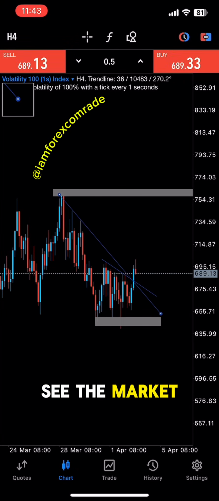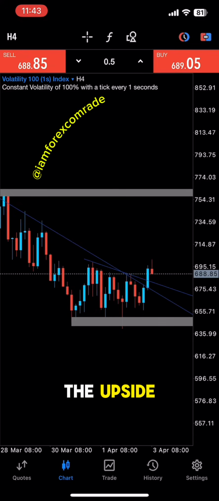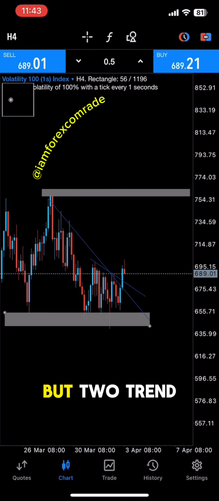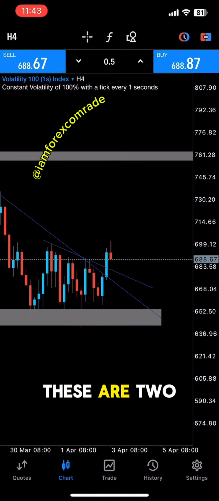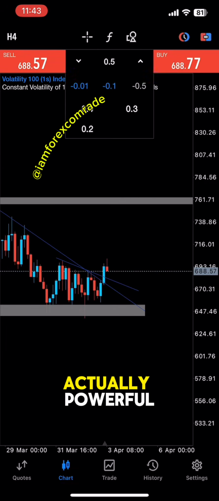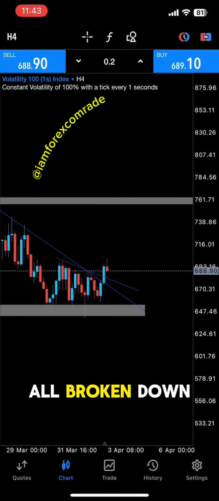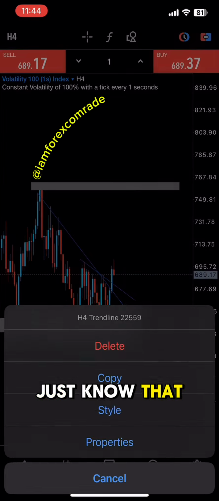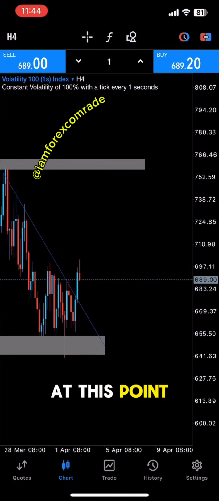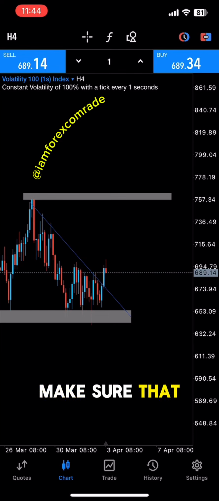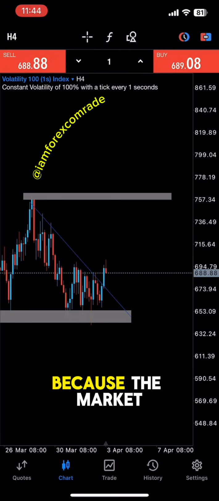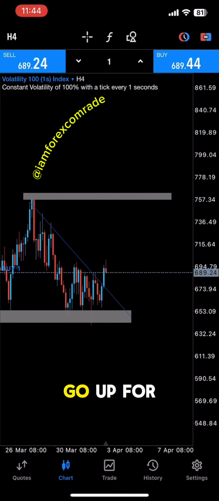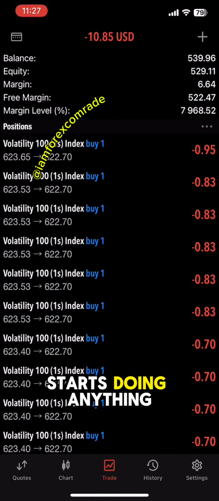So as you can see, the market actually broke to the upside, not only one but two trend lines. So these are two resistances that were actually powerful, and they were all broken down to the upside. So this signals that we are looking for buy signals. So just know that when you get an opportunity at this point, you have to buy. Make sure that you buy and you can go full margin, because the market is going to go up for some time, for a very long time, before it starts doing anything else.